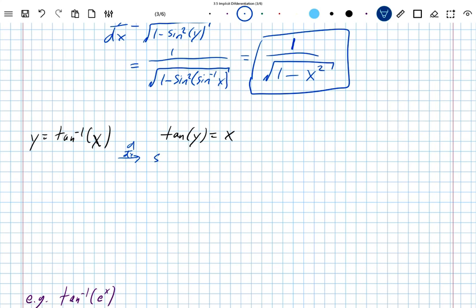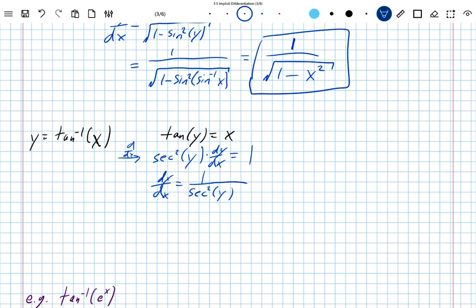Derivative of tangent is secant squared. But now I have to do the chain rule because I'm taking a derivative of a y. And the derivative of x is still just 1. Just like before, let's go ahead and solve for dy/dx. 1 over secant squared of y.